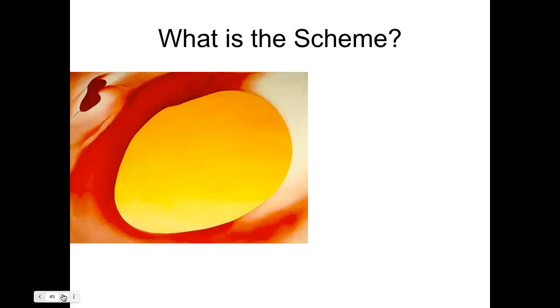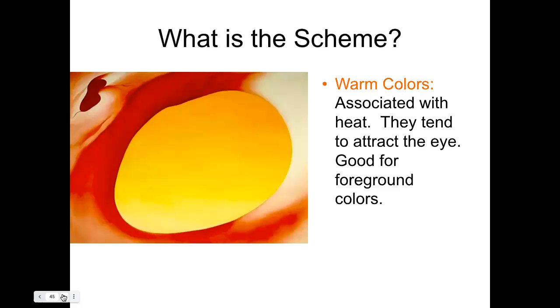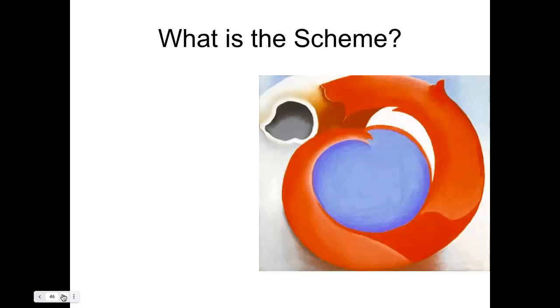Now this scheme, where we have our yellows, oranges, and reds, are what we call our warm colors. They tend to be associated with heat. They're really good for foregrounds or focal points. They tend to attract your eye. So here we have warm and cool together. You can see how that red is probably the color that you gravitated to first. And then the cool color looks like it's in the background, or looks like it's behind, or maybe this is an opening in it.